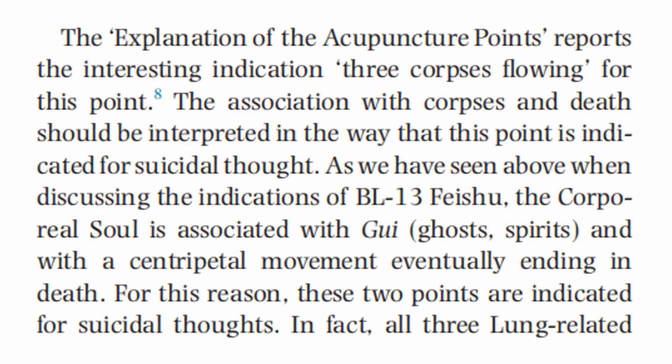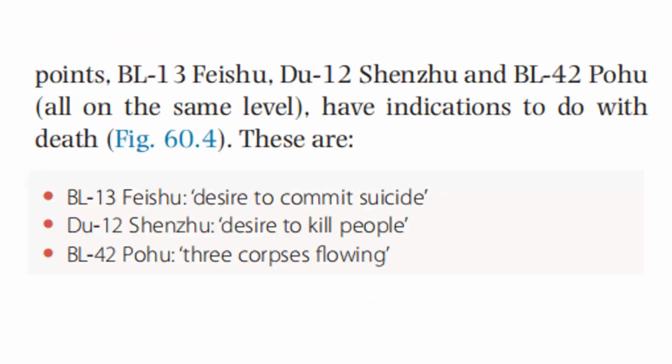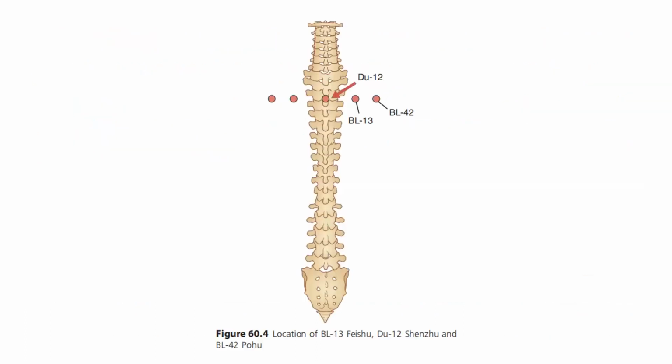In fact, all 3 lung-related points, Bladder 13, GV12, Bladder 42, all on the same level, have indications to do with death. These are: Bladder 13, desire to commit suicide; GV12, desire to kill people; Bladder 42, three corpses flowing. So we have here the illustration of the location of GV12, Bladder 13, and Bladder 42.